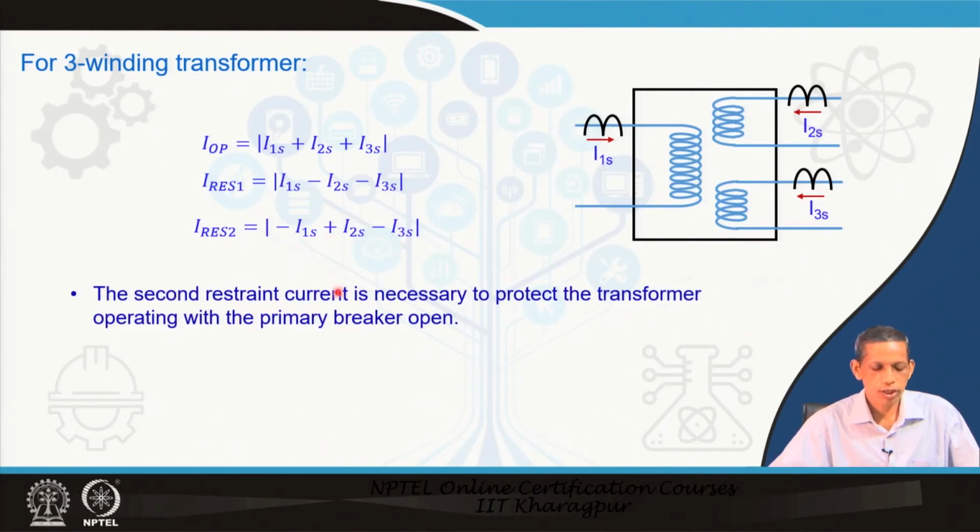This other restraining current is required in case the corresponding primary side breaker is open and we are feeding only from the secondary side. That means the corresponding I1s may reverse. That is why the second restraint current is necessary to protect the transformer when the primary breaker, one side breaker, is open. So these are the different restraining and operating currents considered for 2 winding and 3 winding transformers to have the required percentage bias settings.